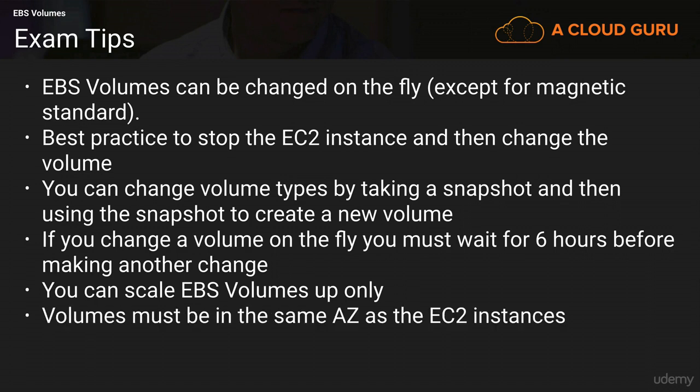And then volumes must be in the same availability zone as the EC2 instances. And there's no magic button where you can just say migrate this volume to another availability zone. The way you do it is, again, you take a snapshot and then you create a new volume from that snapshot, and then you can put that new volume into another availability zone.